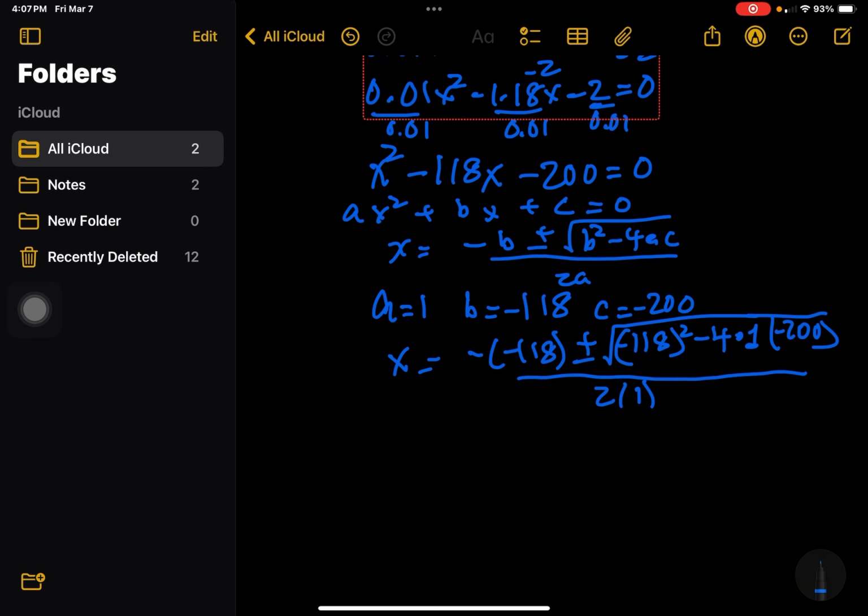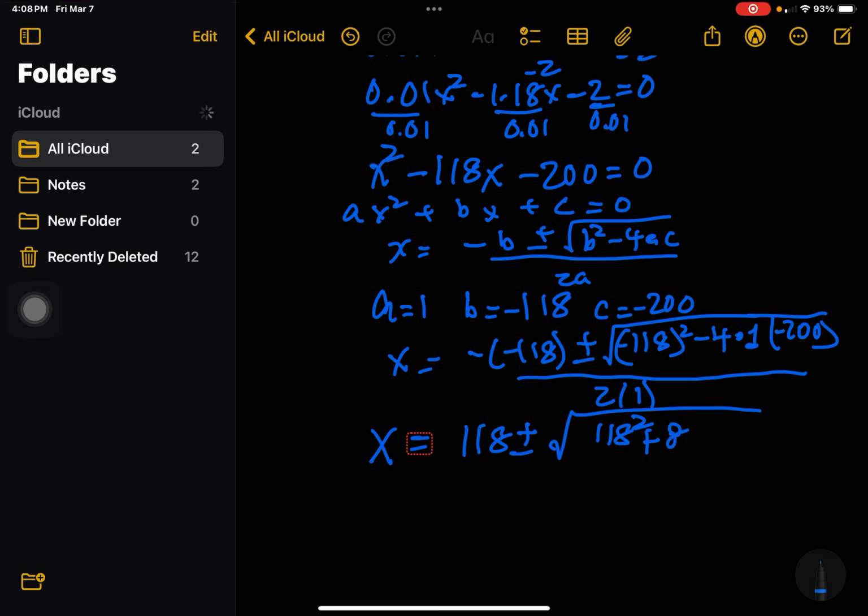So we have x is equal to 118 plus minus, inside the square root we have 118 square, because minus 118 times minus 118 is positive 118 square, and plus 4 times 200 is 800. Okay, and divided by 2.